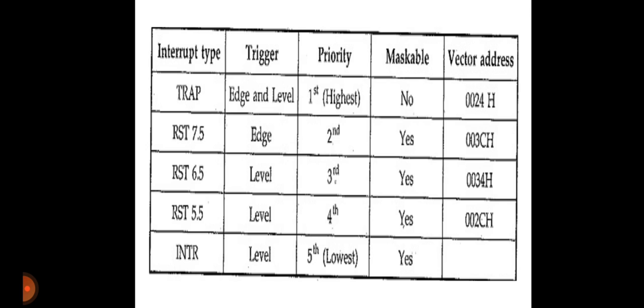The next one is the RST 5.5 interrupt. This is level triggered and the priority is fourth. This is also a maskable interrupt and the address is 002CH. Then the last interrupt is the INTR interrupt. This is also level triggered and has the fifth, lowest priority. It is also a maskable interrupt and it does not have a vector address.